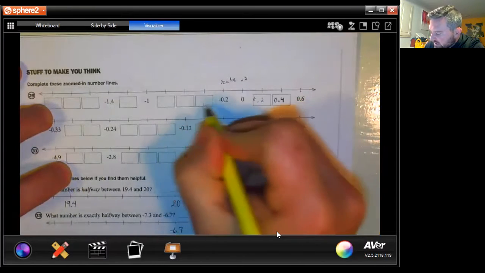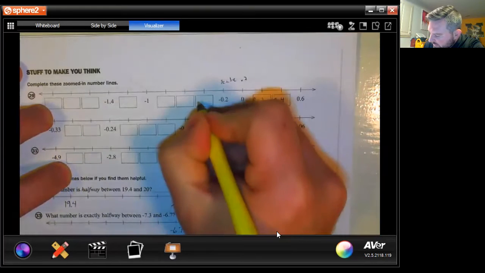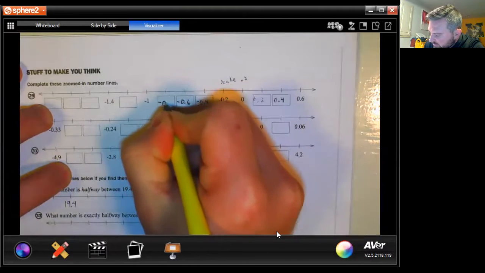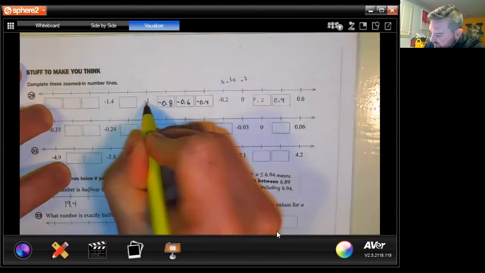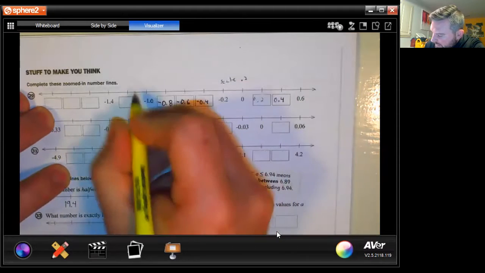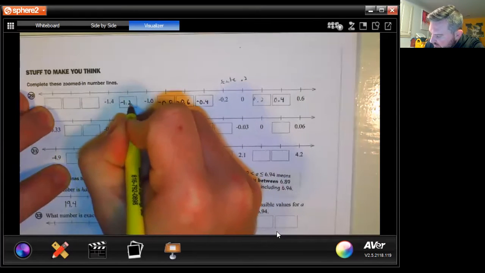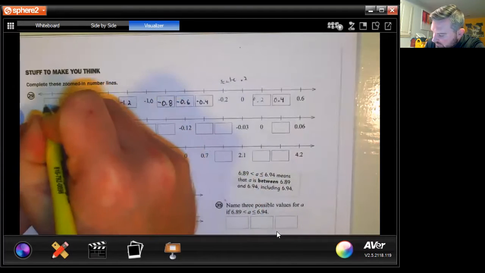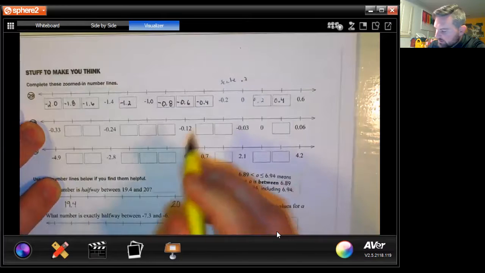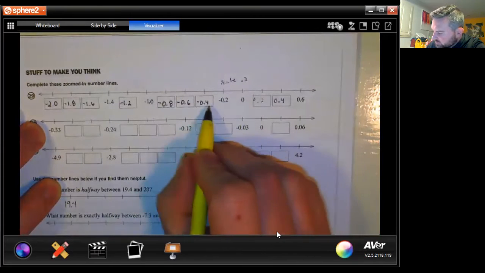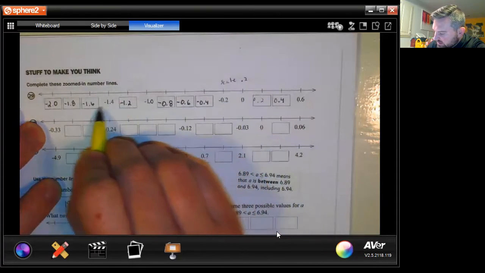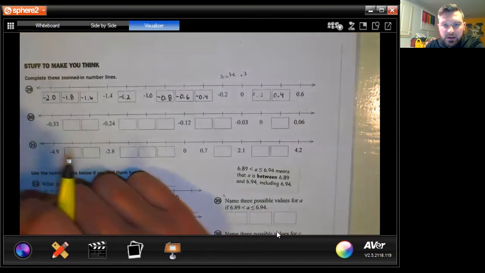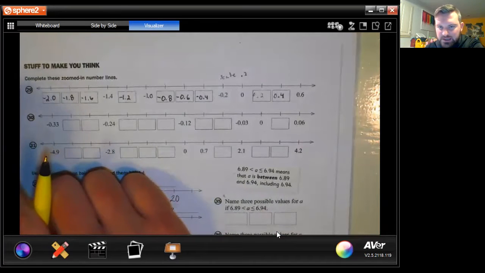Then on the opposite side here, we have negative 0.2, negative 0.4, negative 0.6, negative 0.8, negative 1.0 if you want, and then negative 1.2, negative 1.4, negative 1.6, negative 1.8, and negative 2.0. You can see here it went 0, 2, 4, 6, 8, 10, 12, 14, 16, 18, 20, and we keep the decimal place there with it.